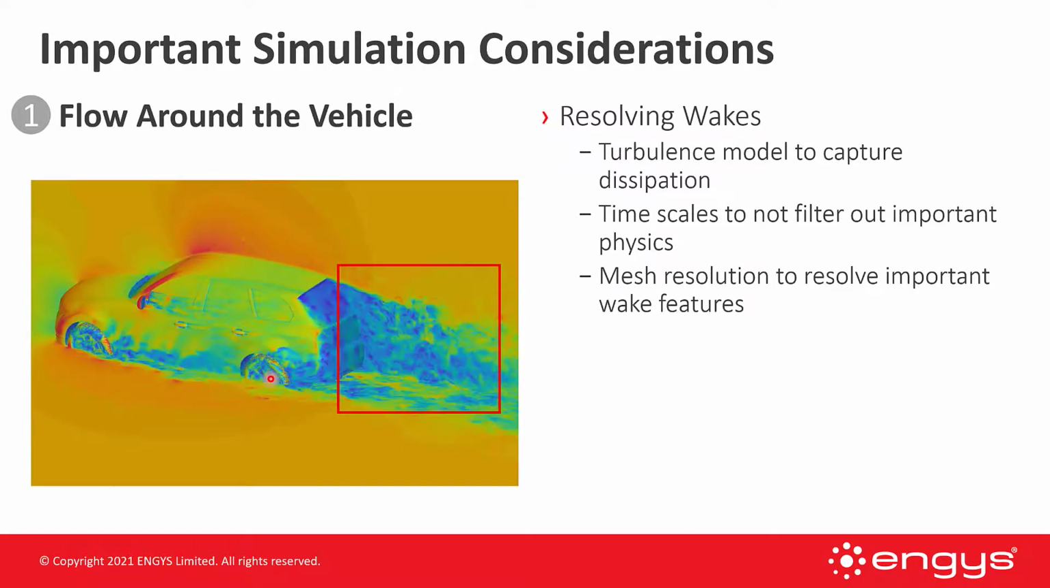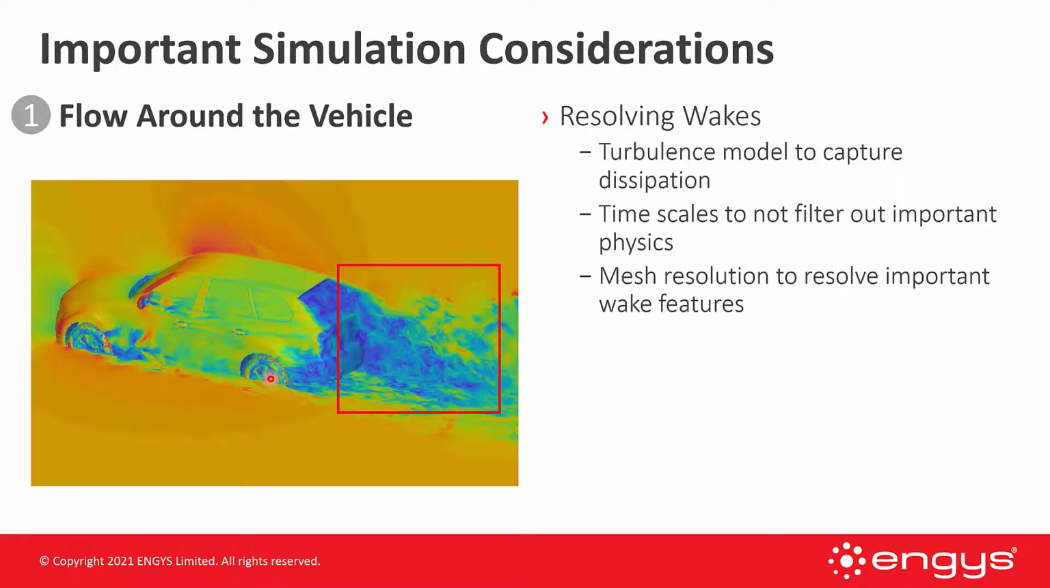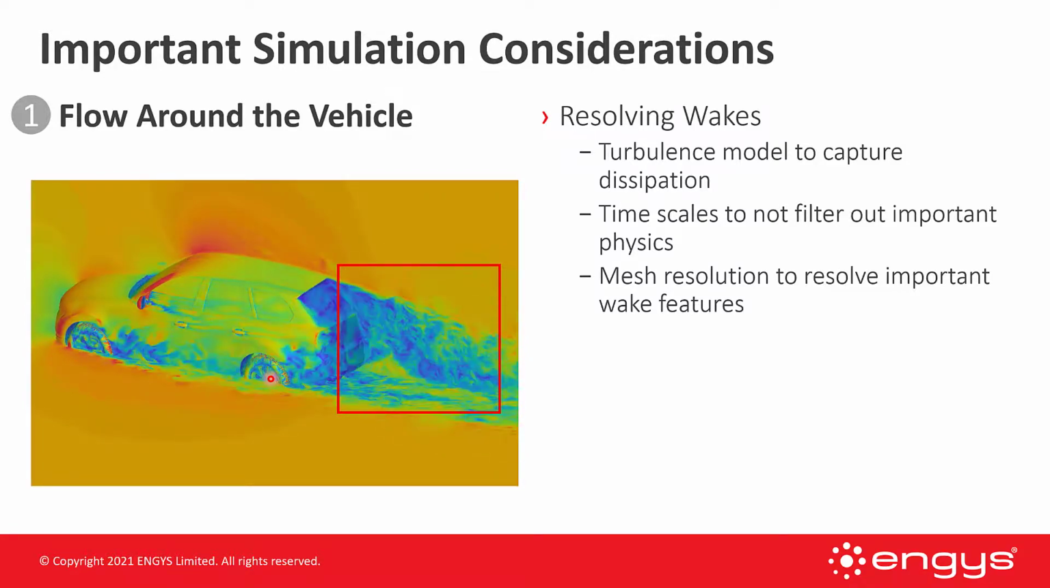So we need not only a turbulence model to capture the dissipation behind the vehicle itself, but we also need the appropriate time scales to not filter out important physics, and the appropriate mesh resolution to resolve important wake physics. And all of this ties back into viscous components of drag and pressure components of drag. If you have too coarse of a mesh or your time scales are too coarse, then both of those components are going to be way off in the end.